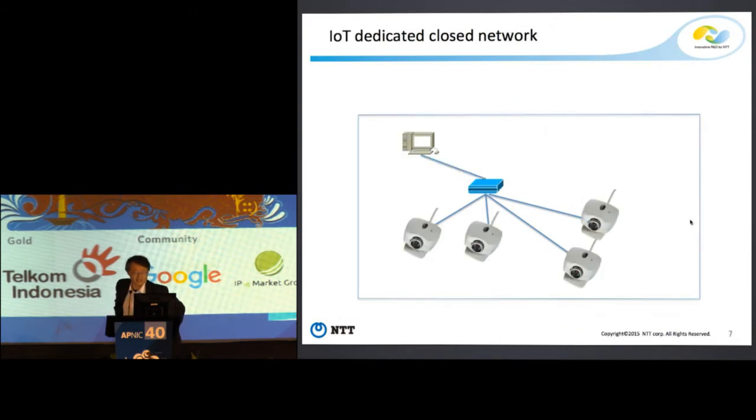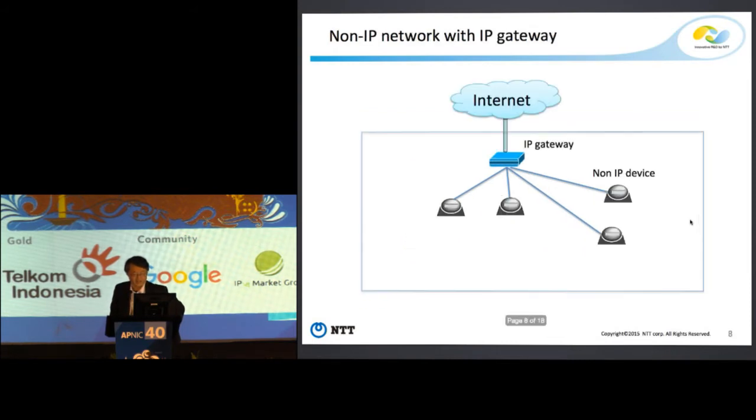And the third type is an IoT dedicated closed network. This is a factory automation network or something like that. There are many types of this network. And the fourth type is a non-IP network, but there is an IP gateway that assigns a proxy IP address for each IoT device.